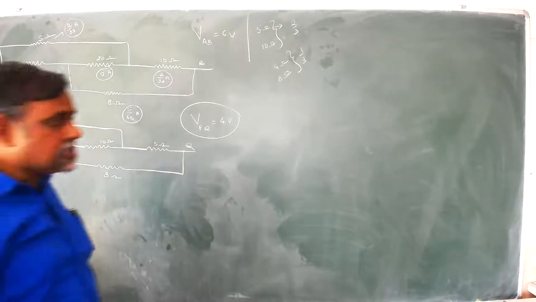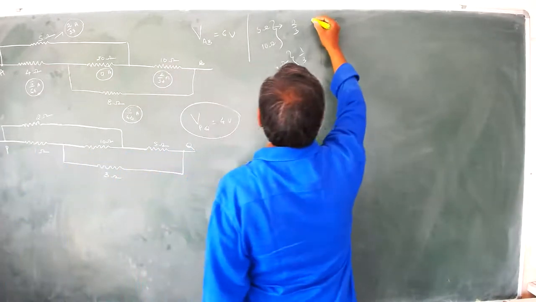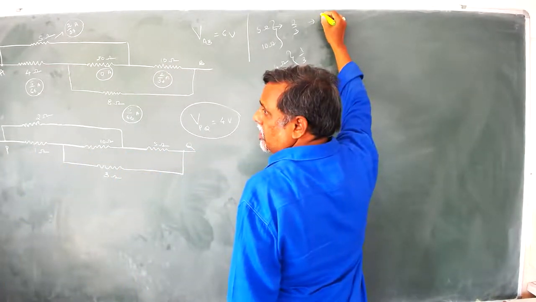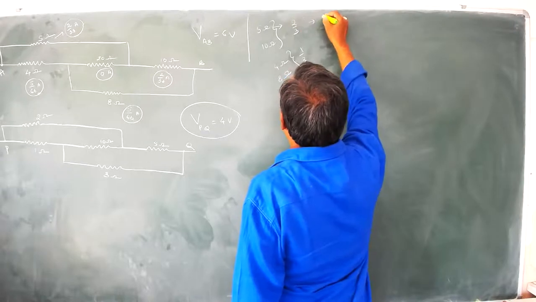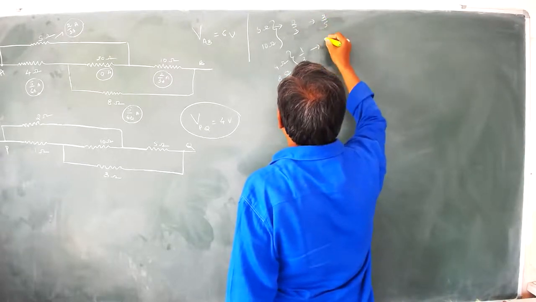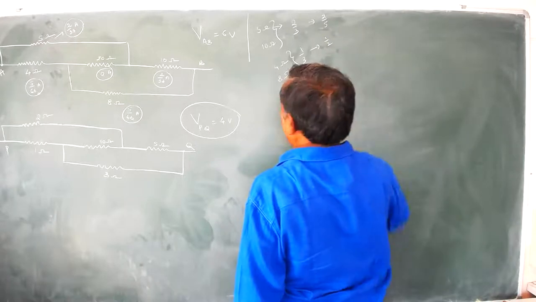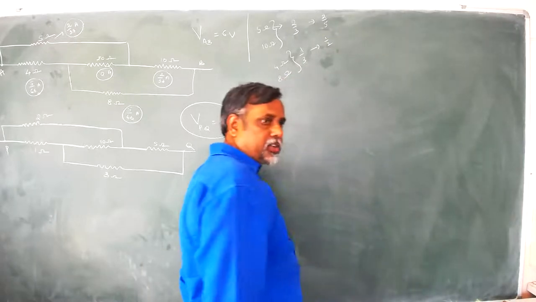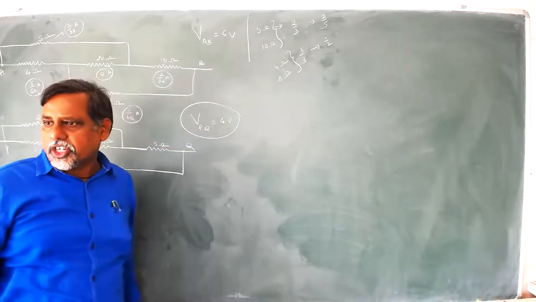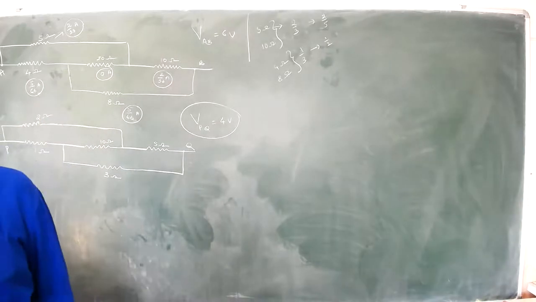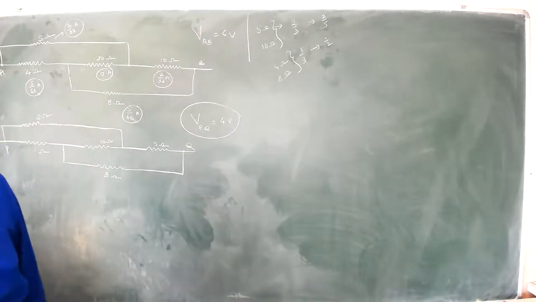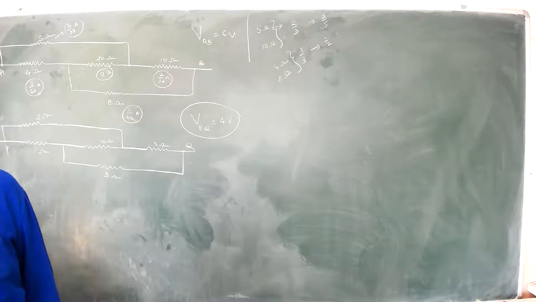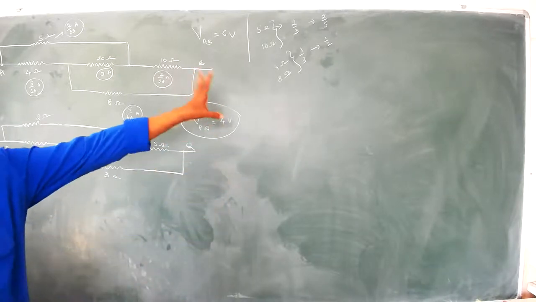So tell your answers. I will write over here. 4/5 and 10. Two by five. 1/2. Okay. So there are three sets of answers. All the three sets are different. Okay. So let me work it out. Currently we will work it out first.